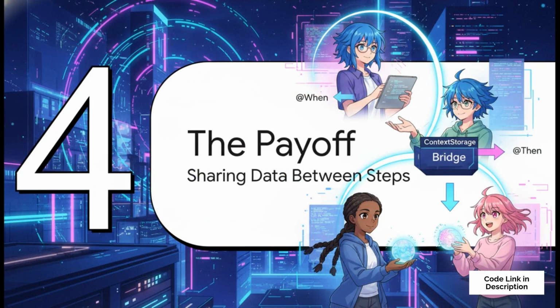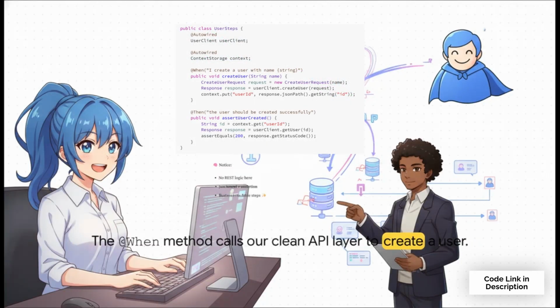All right, this is it. This is the moment we've been building up to. Let's see exactly how our context storage bridge connects that @When step to the @Then step and makes sharing data feel, well, seamless. So let's zoom in on the @When method. You can see how that English sentence from our feature file maps directly to this Java method. The very first thing we do is call userClient.createUser. Remember that clean API client we built last time? We're using it right here.